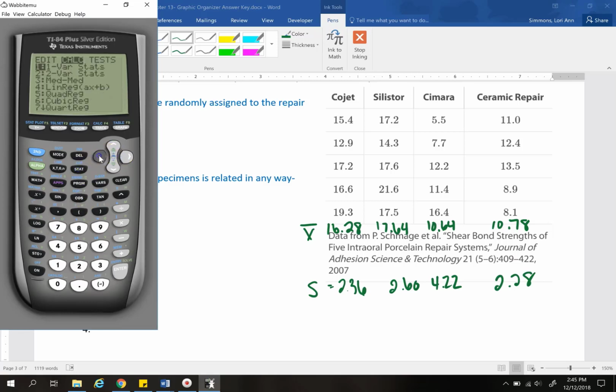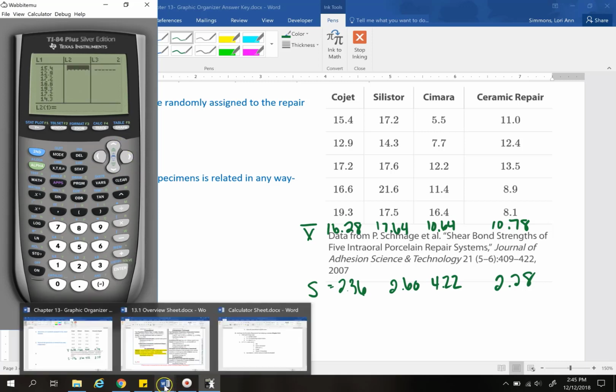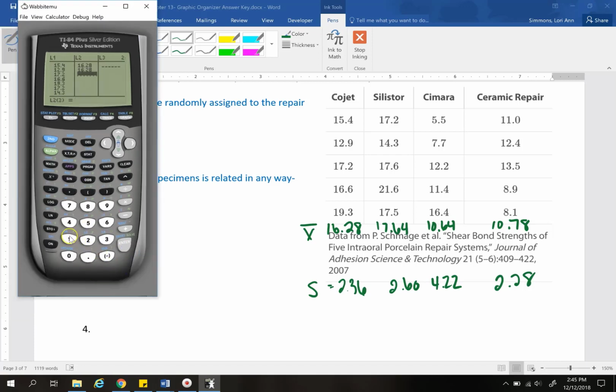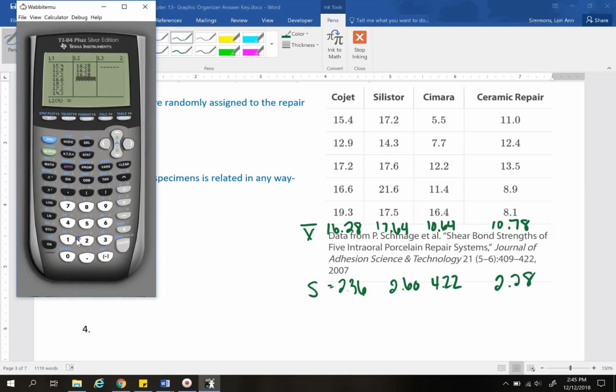Go back to Stat, Edit. I'm just going to clear this list. The calculator sheet said put the corresponding means. So 16.28. There are 5 data points, so I'm going to type that 5 times. Then we have the next group, Sillistor, and that mean was 17.64. So I'm going to type that 5 times. And then 10.64 5 times, and then 10.78 5 times.